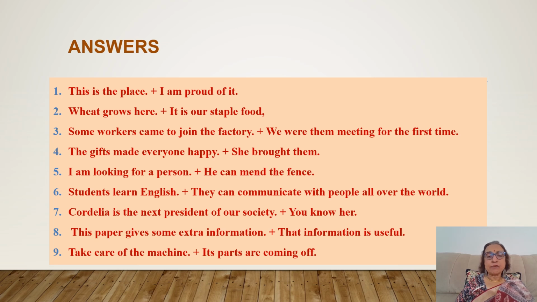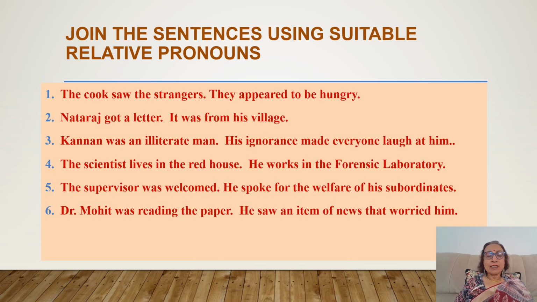Then you have the paper gives some extra information. That information is useful. Two times information comes, therefore you remove that and you say which is useful or that is useful. Take care of the machine, its parts are coming off. Its is possessive, so we say whose parts are coming off. In the earlier sentence, we had the sentences already joined and you had to identify the relative pronoun. Here, the sentences are not joined. You have to join them using suitable relative pronouns. Which pronoun fits where, you have to decide.